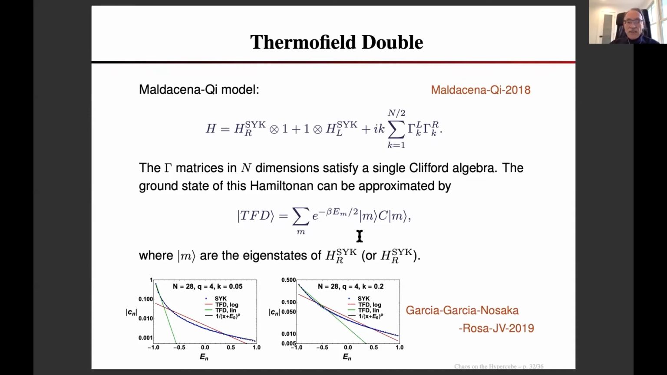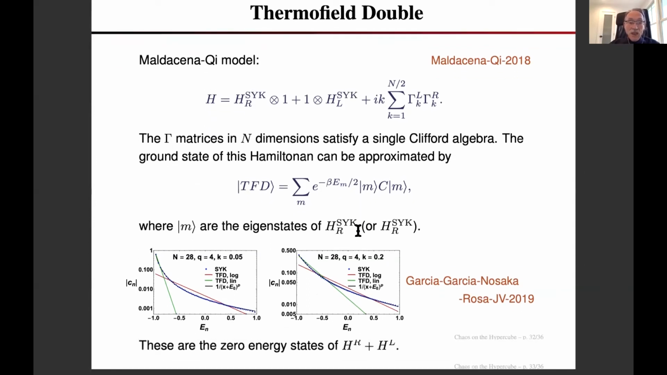That means a state of states M, which are eigenstates of say the left Hamiltonian, or maybe the right Hamiltonian here. And these are the charge conjugate states of eigenstates of the left Hamiltonian. And this is a thermal factor. So this gives a good approximation to the ground state.